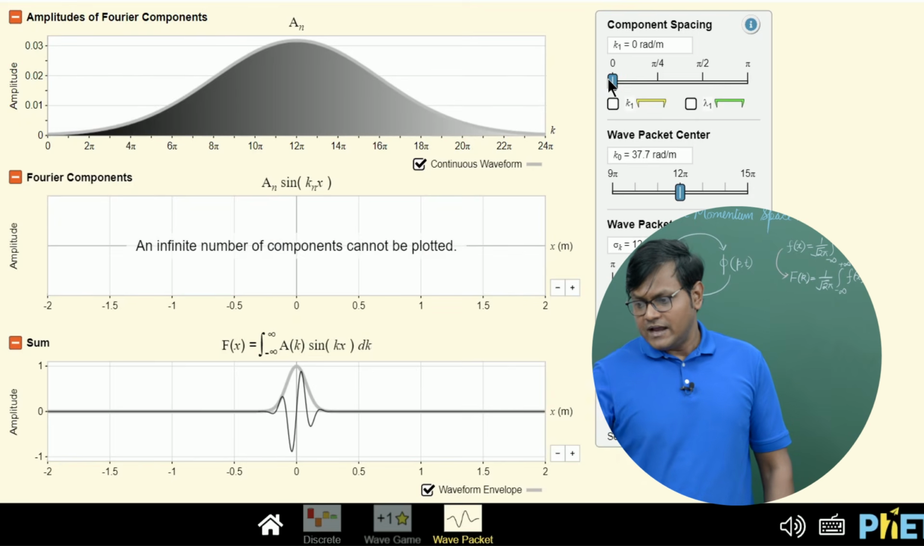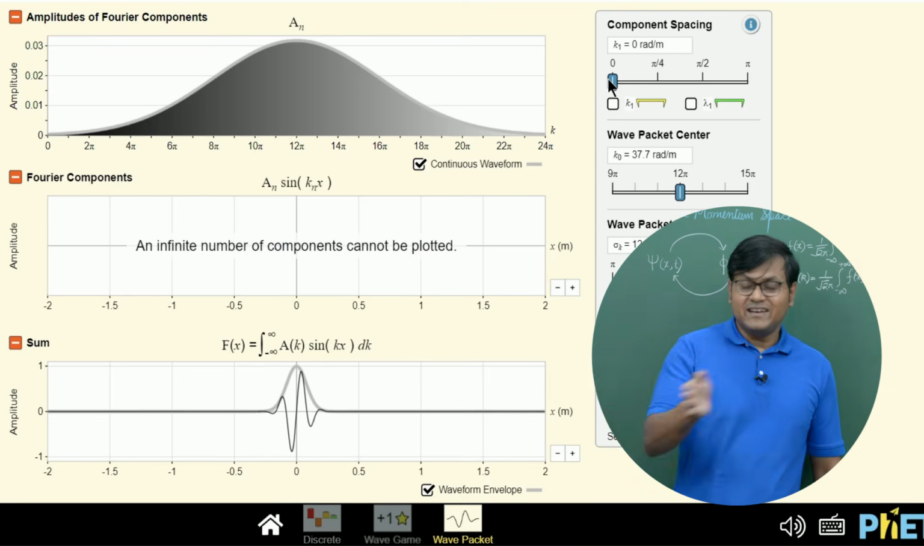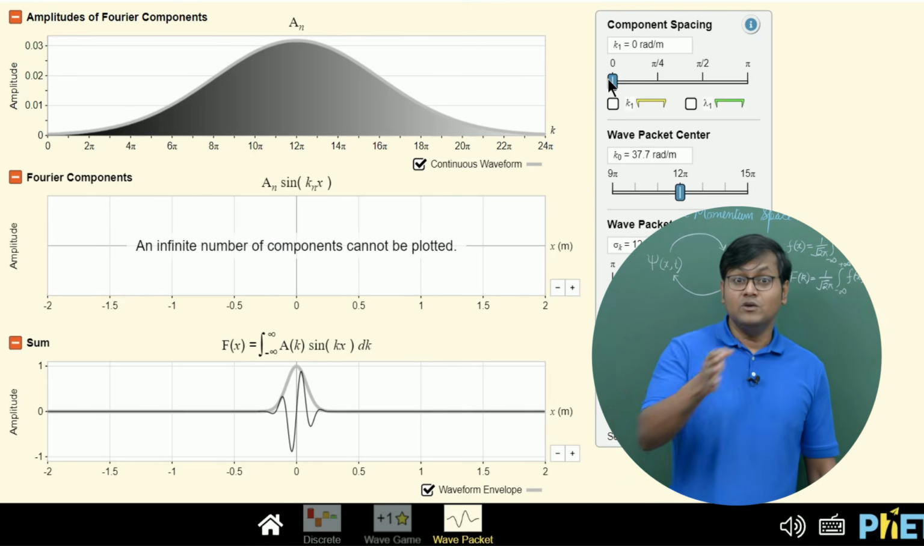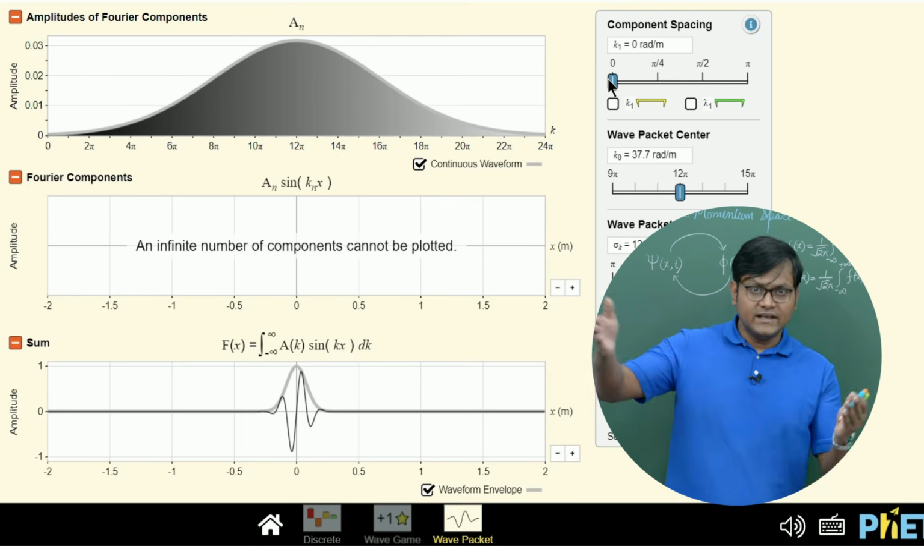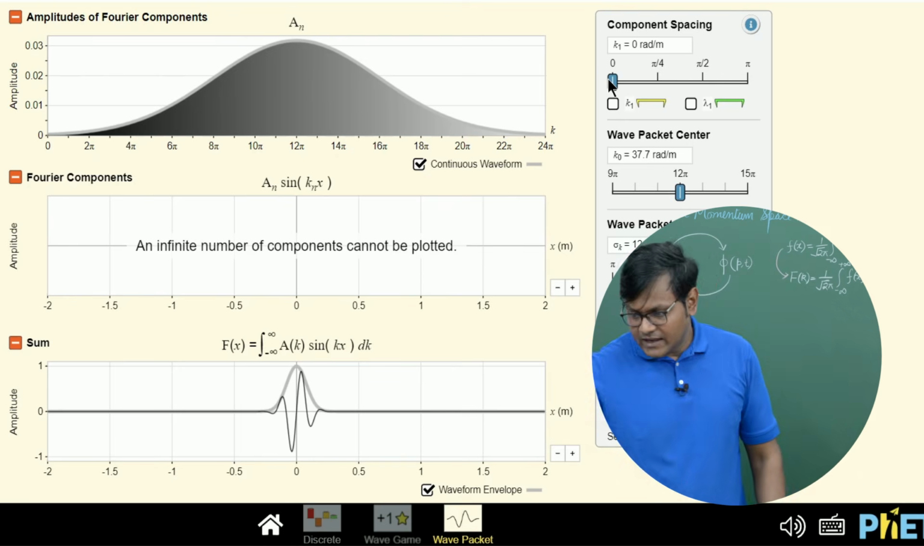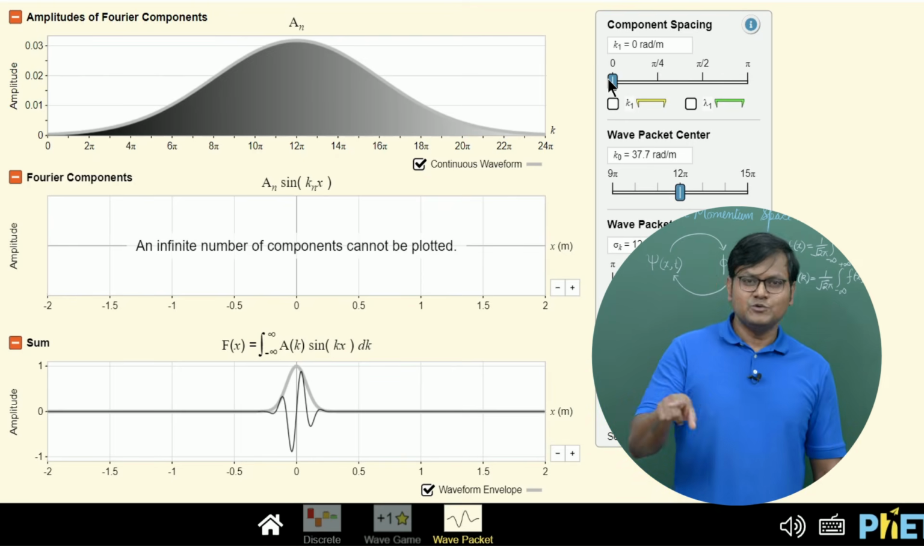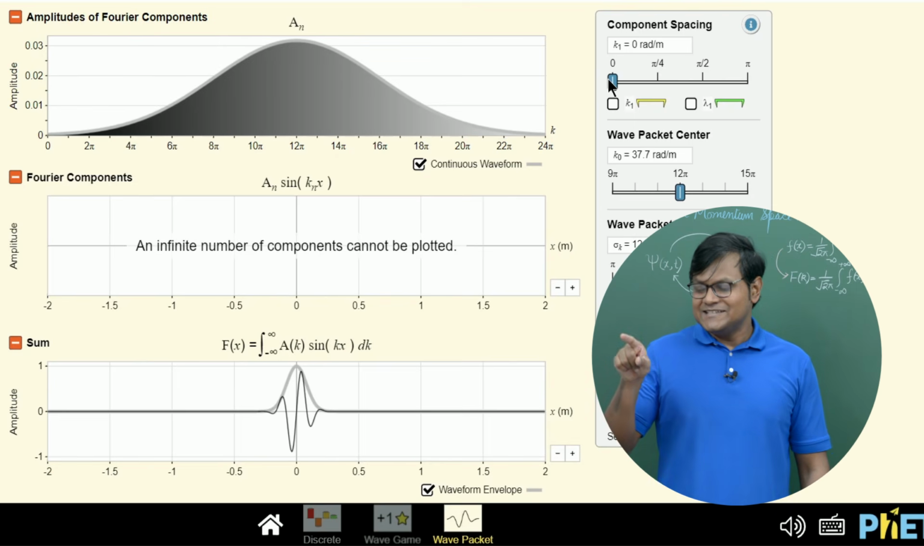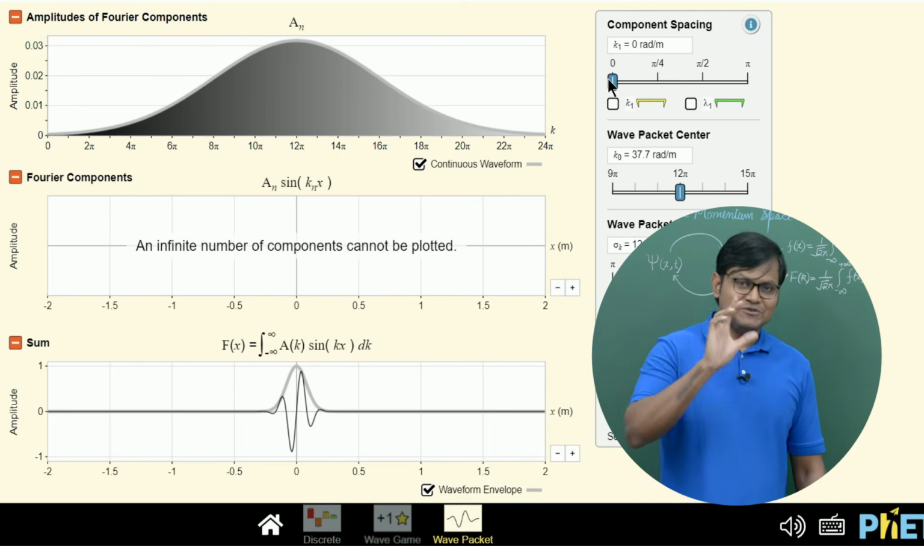So at this particular point, I have zero spacing between, so I have an infinite number of sinusoidal waves having distinct wavelengths or wave numbers. And at the bottom, I have a wave packet. The reason I've chosen this is because this is a perfect example of a Gaussian wave packet.